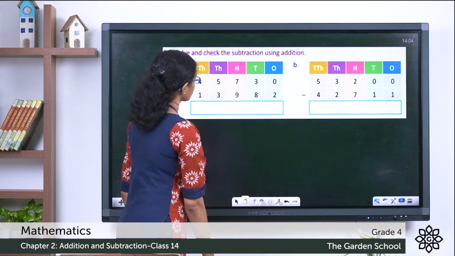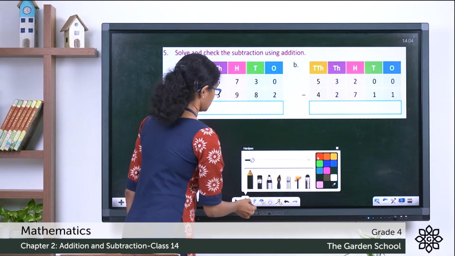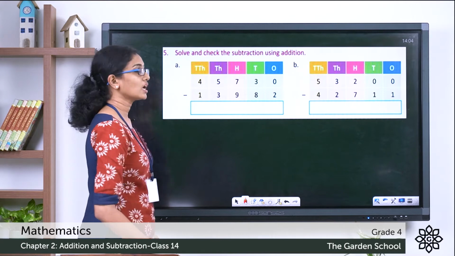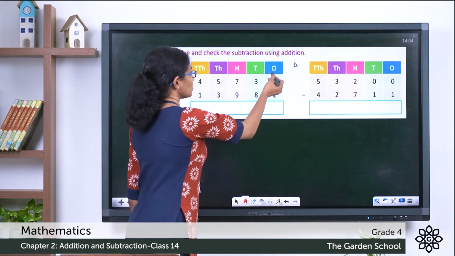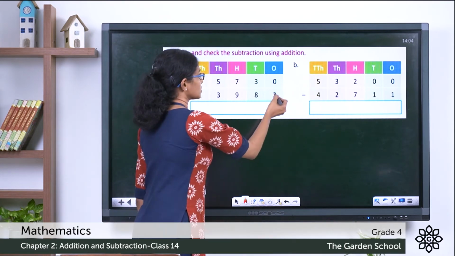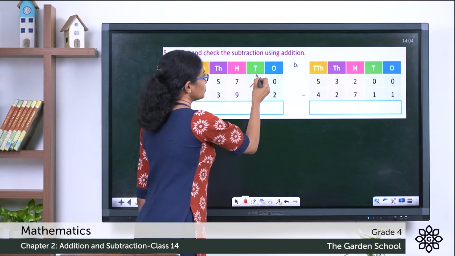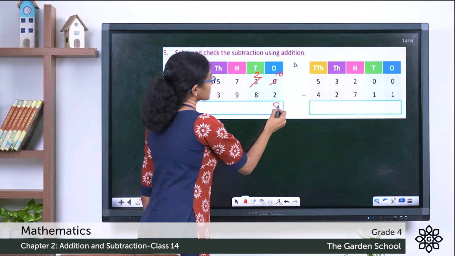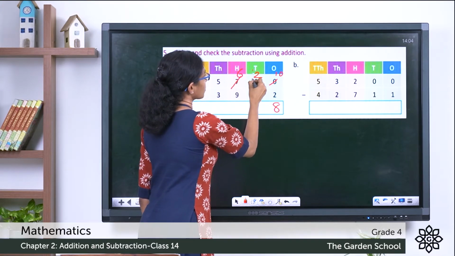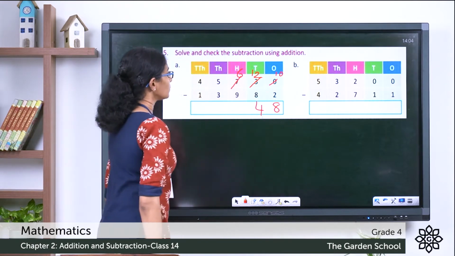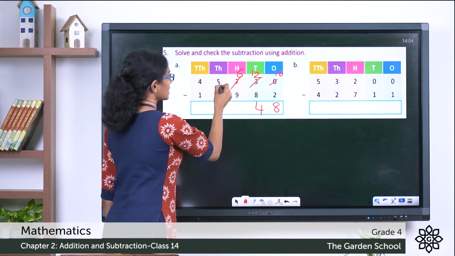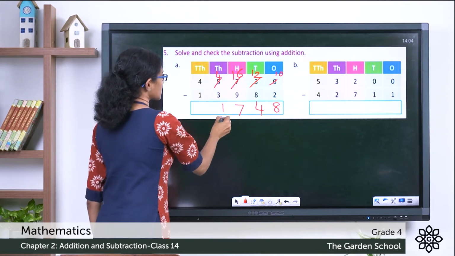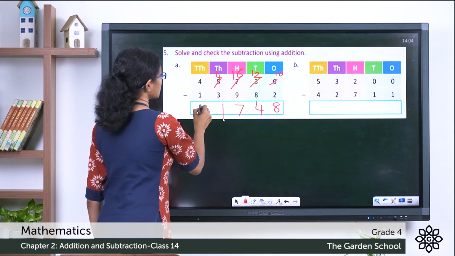So A, here it is 45,730 minus 13,982. So let's subtract the ones first. 0 minus 2 you cannot do. You borrow. So that will make this one 10 minus 2, 8. And here again we borrow. Here we get 4. Here 6 minus 9 we cannot do, we borrow. So here it is 7. Now 4 minus 1, it is 3.